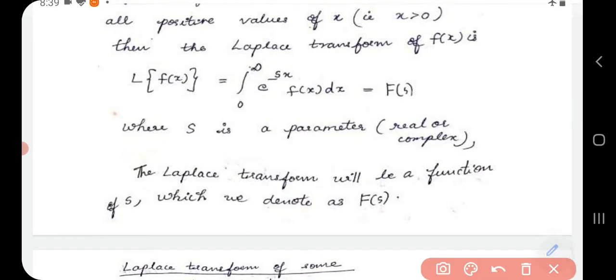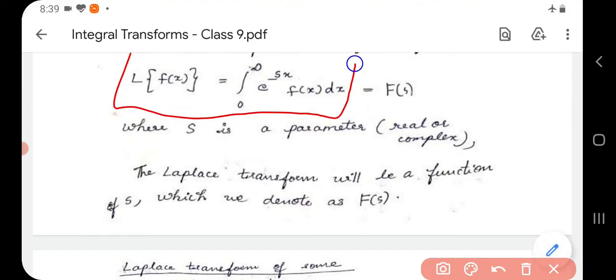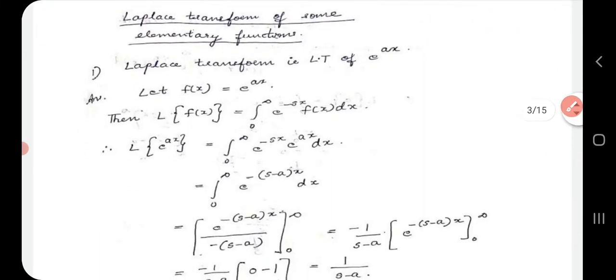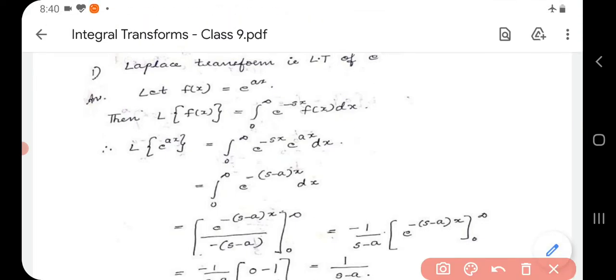Okay, so this is a formula that you have to study. Laplace transform of a function f of x is equal to integral 0 to infinity e raised to minus sx f of x dx. Now let us study the Laplace transform of some elementary functions. First, let us find the Laplace transform of a function e raised to ax. Here f of x is this. This is your formula. In place of f of x, you just write e raised to ax. Then take the common term, integral 0 to infinity e raised to minus (s minus a) x dx. Just you are grouping.